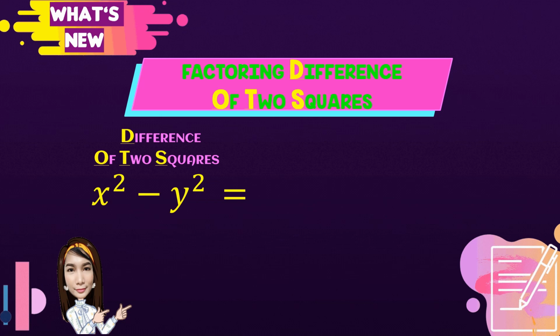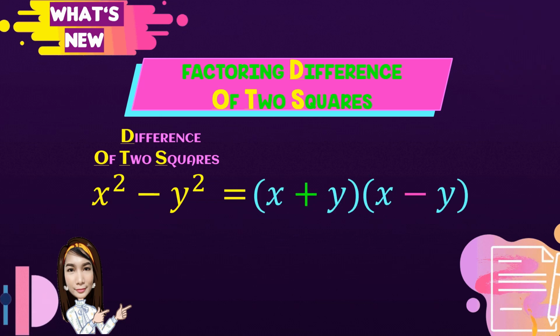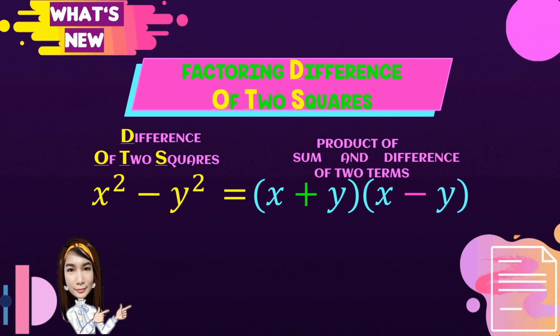And that is equal to the quantity of x plus y times the quantity of x minus y, or also known as the product of sum and difference of two terms. So that is our factored form. The operation of the first binomial is plus, the operation of the second binomial is minus.